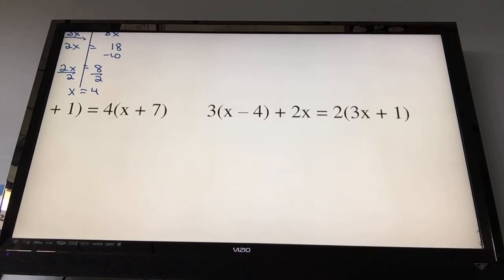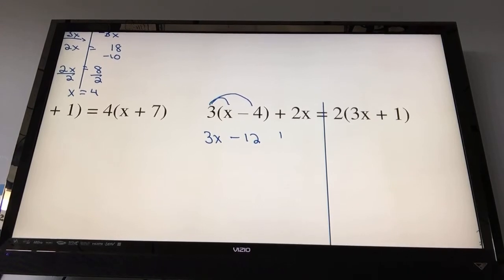First step, get rid of the parentheses. So 3 times x, 3x, 3 times minus 4. Use that sign when you do your multiplication. So negative 12. Plus 2x comes down, equals 2 times 3x is 6x. 2 times 1 is 2.